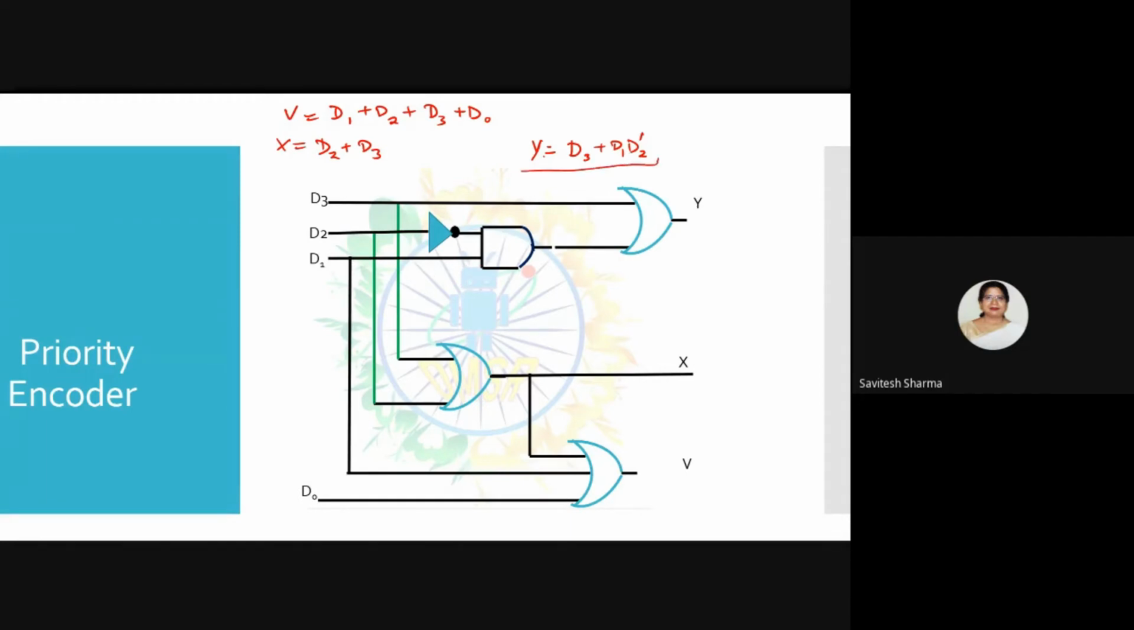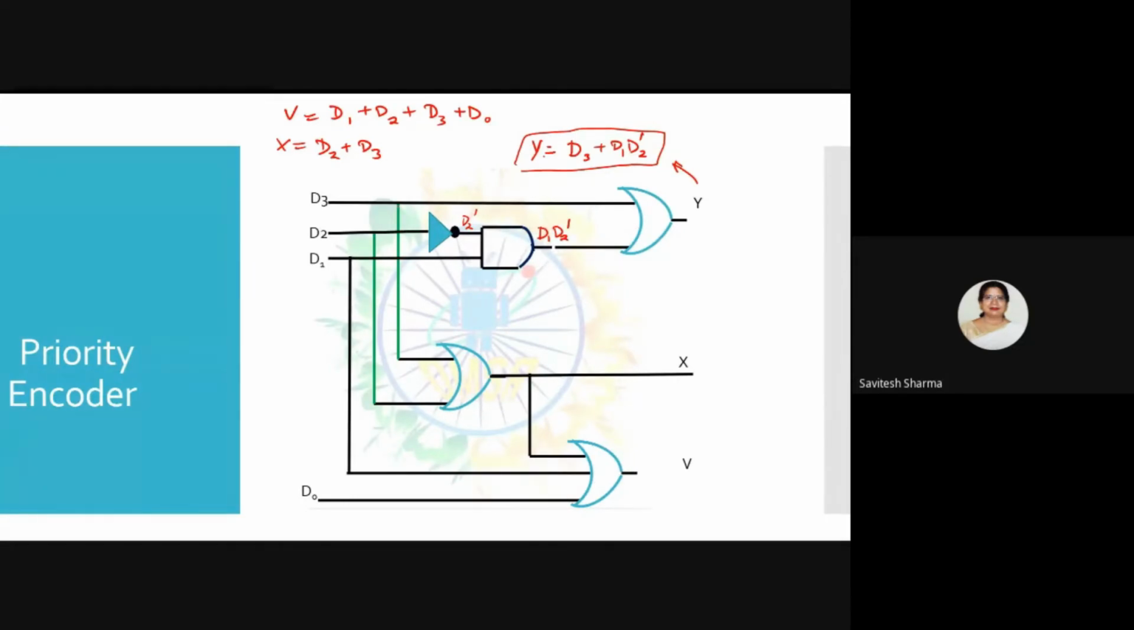First I draw this circuit. So Y is equal to D3 plus D1, D2 complement. D2 I made the complement, and this is my D1. So this AND gate will generate D1, D2 complement. And then I want to add D3, so I will add an OR gate. This will give you D3 plus D1, D2 complement.